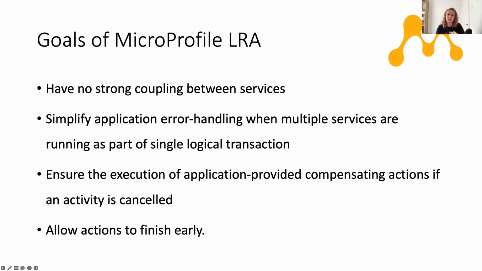The reason it was made is to help Java developers who want to have no strong coupling between services, but that still want to be able to ensure, for example, that they have error handling when multiple services are running as part of a single transaction, ensure that execution of compensating actions is carried out. So this forward strategy is part of the Saga pattern. Rather than rollbacks, we're using compensating actions, and to allow actions to finish early. So these are the main goals.